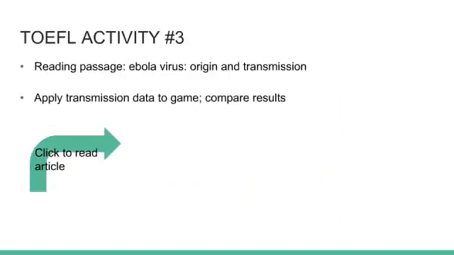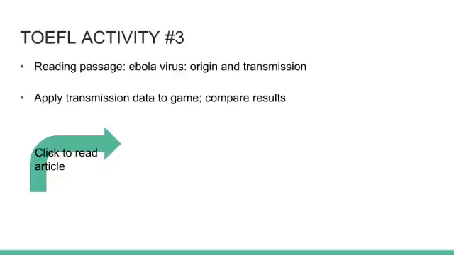In the third activity, students would read a passage about the Ebola virus and learn about the origin and transmission. And so this activity probably I would go over with the students together in class to go over some of the words and some of the meaning in the sentences, and then use the information and apply it to the game. So I believe the Ebola virus started in the Congo, and I think it was started by bats, then it went to monkeys, and then from monkeys to humans.